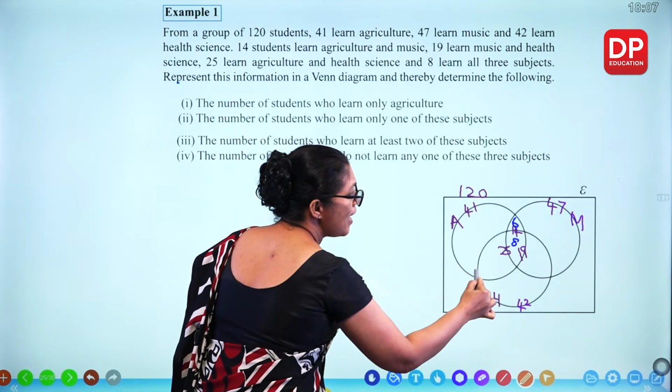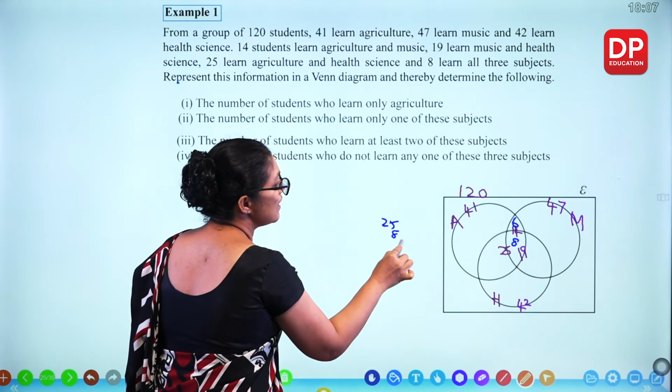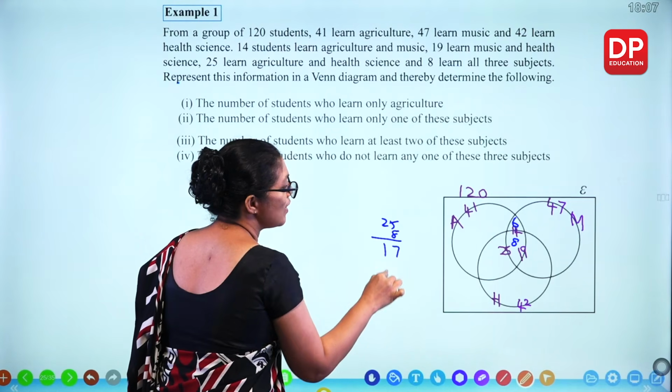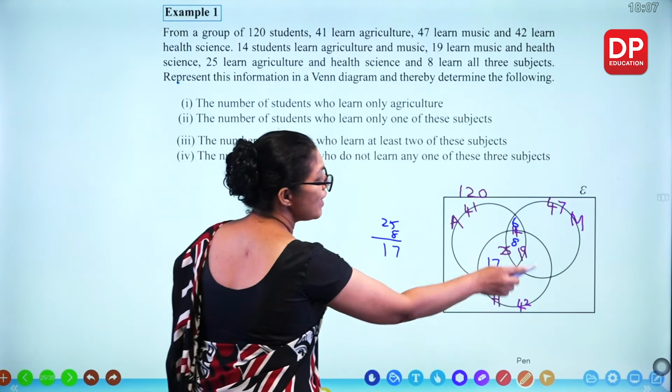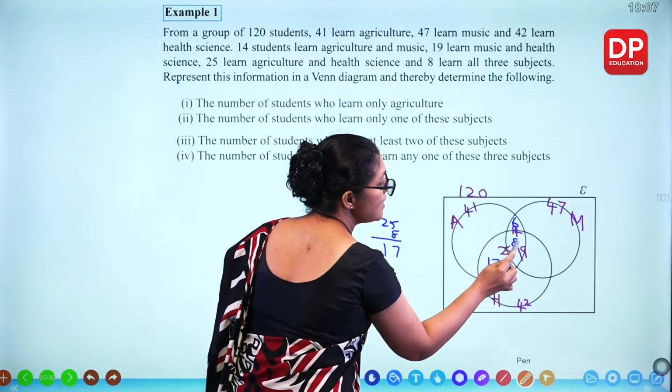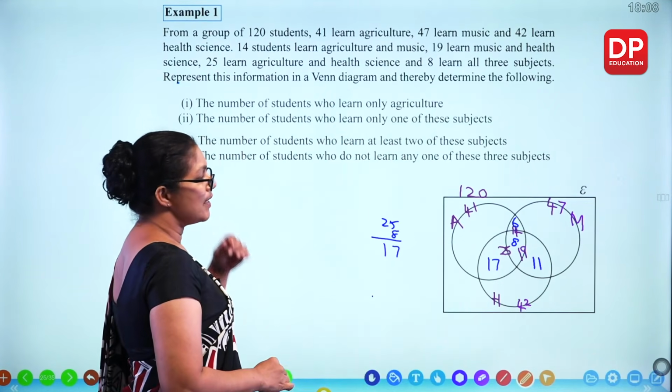Now look at this part. 25 is there. 25 minus 8. What you get? You get 17 here. So here, this whole region is 19. This is 8. 19 minus 8, you get 11.